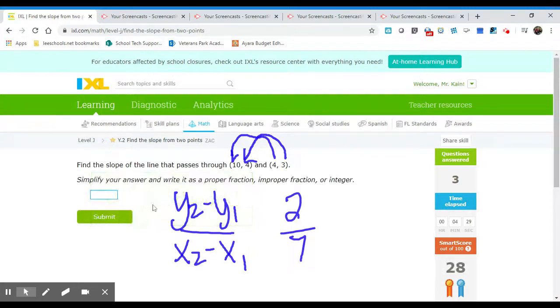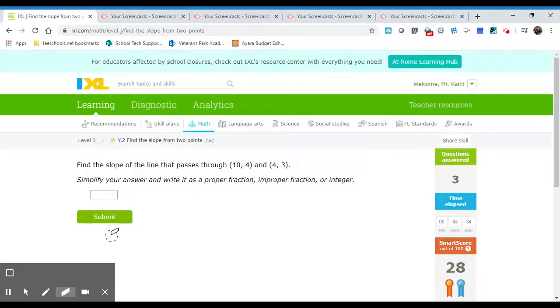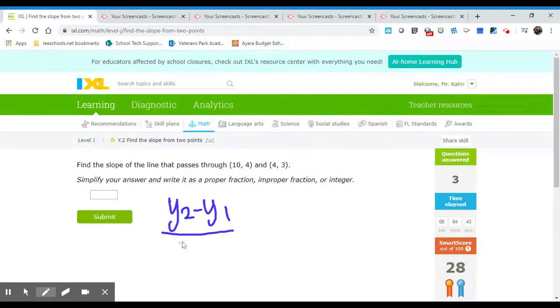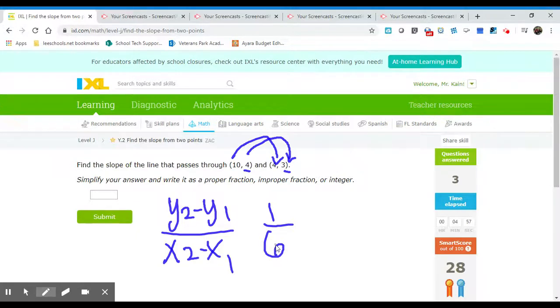This is basically how you do it. I'll do one more so you can see. And then once you get up to 81, it'll be a little bit different. Okay, so remember, y2 minus y1, this is what we need to burn in our brains here, over x2 minus x1. So find the larger y. Is it 4 or 3? It's 4, right? So 4 minus 3 is 1, and 10 minus 4 is 6. So your answer is 1/6. Okay? That's how you do it.